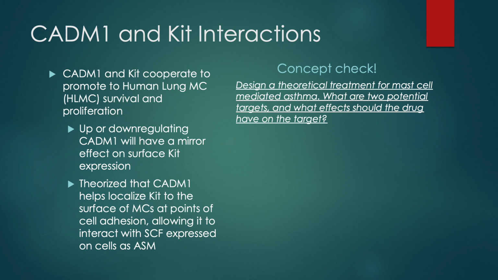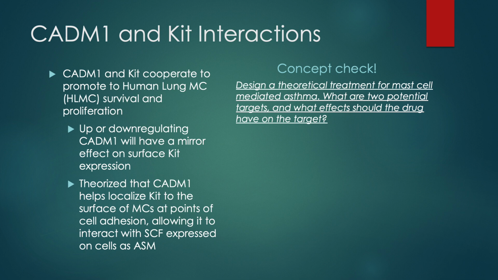So this adhesion molecule is not just about sticking to things, it's actually a co-stimulatory signal for other receptors that are involved in mast cell survival. The theory about why this is the case is that this adhesion molecule helps to localize KIT to the surface of mast cells at the points of cell adhesion. If this adhesion molecule needs to be on the surface to stick to things, it's going to help the KIT receptor follow it to the surface, and that's what's going to allow it to interact with stem cell factor. So here's just a quick concept check.